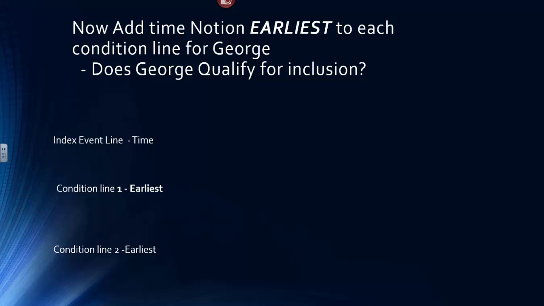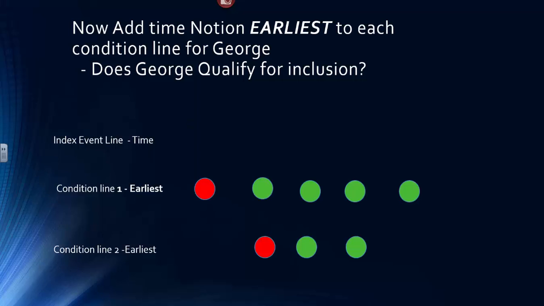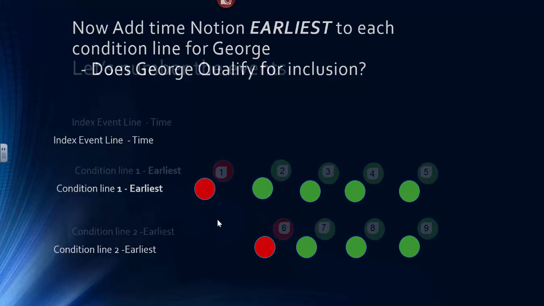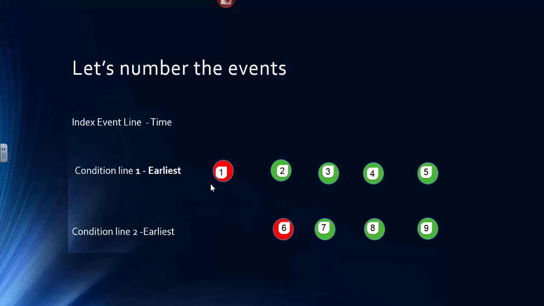Now we're going to add, in terms of time, a notion of earliest. And we're also going to add the earliest notion for condition line 2. So does George qualify for inclusion? Well, let's number the events. Event number 1 didn't qualify for earliest discharge with asthma. Event number 2 does qualify. So it would be event number 2 representing condition line 1.